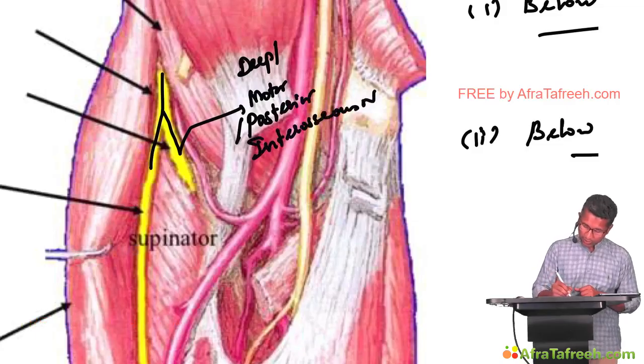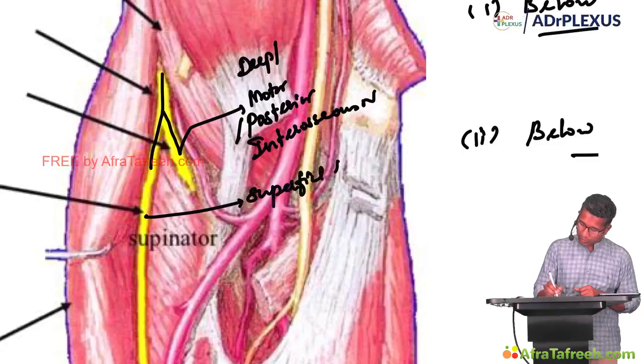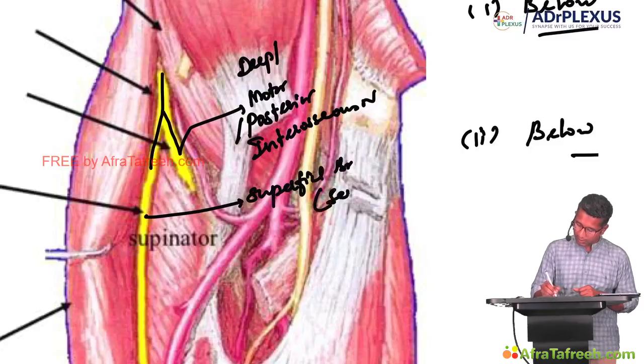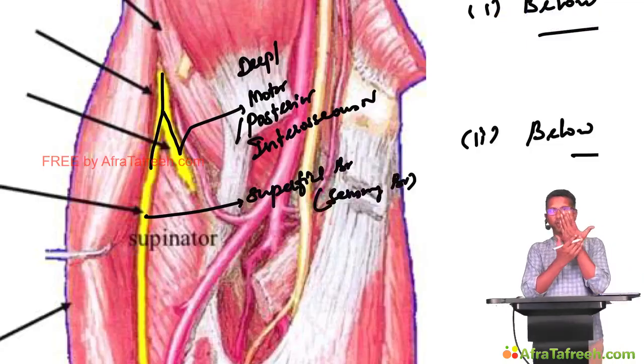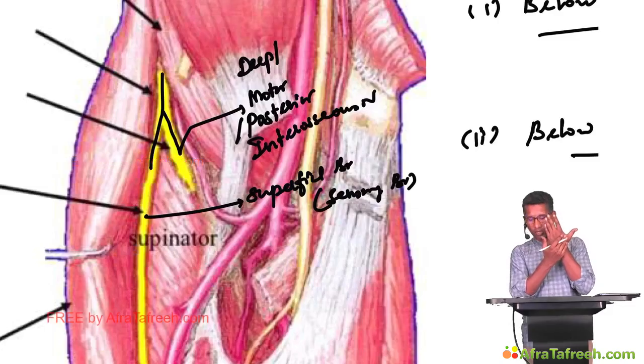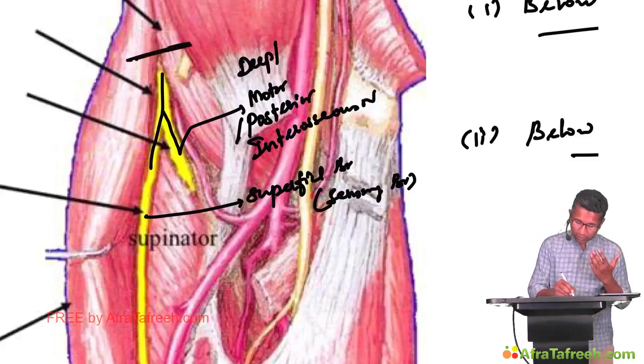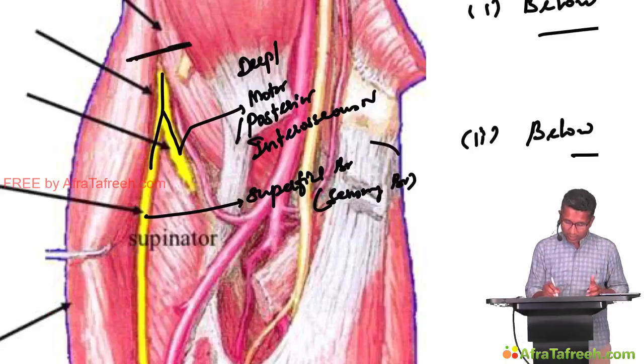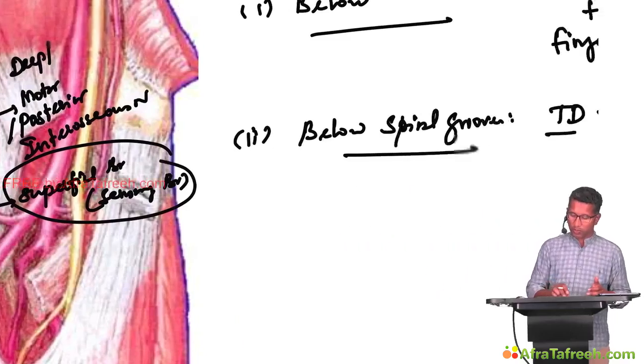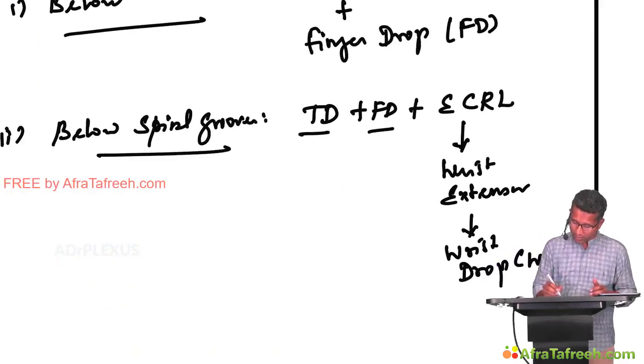There is another branch which is running here. This is the superficial branch, and this superficial branch is purely a sensory branch. It supplies the first web space of the dorsum of the hand. So whenever there is an injury above the level of elbow, there will be a sensory loss also. So this patient will also have sensory loss along with this.